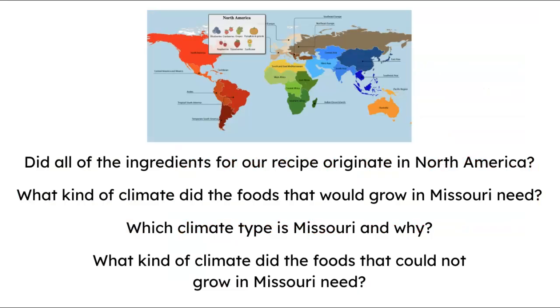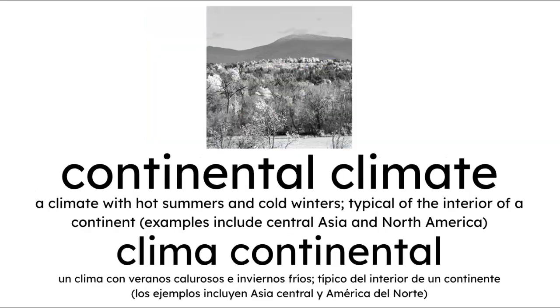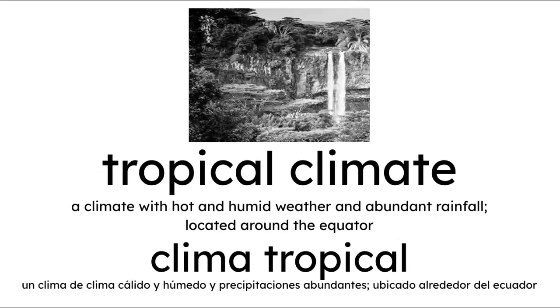During the discussion, you'll have students look at an interactive world map of foods and ask questions about the regions from which different ingredients have come, and talk about the climates of those regions. This is a good time to post the continental climate vocabulary card and the tropical climate vocabulary card.